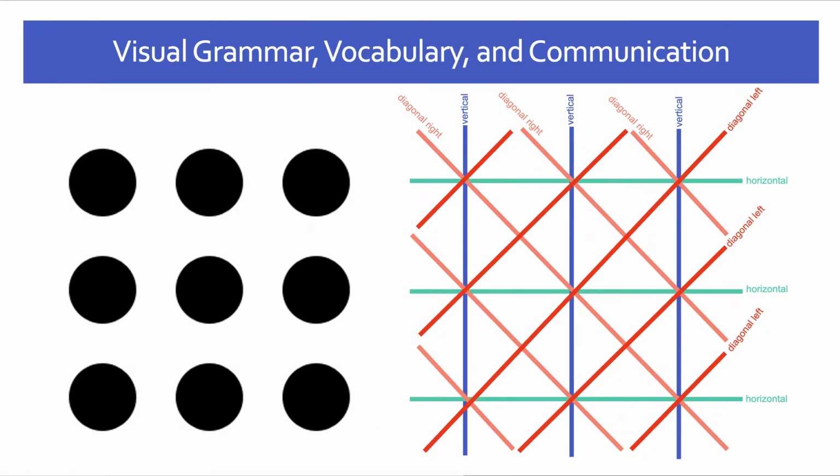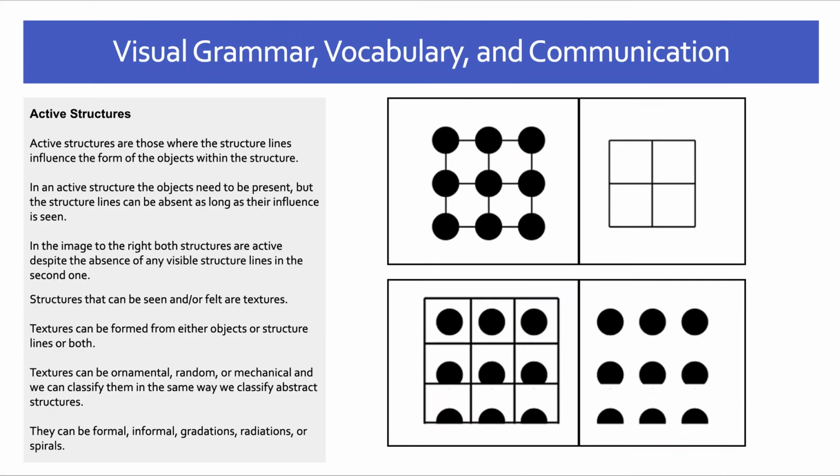And here you see the grid separated from the pattern elements are on. Now, these are what we call active structures. We can see the lines. We can see the structure. And in every single one of those cases, the structures can be seen and they can be felt as part of the design, as part of the structure.